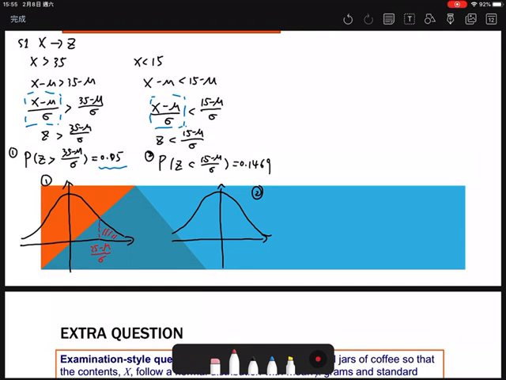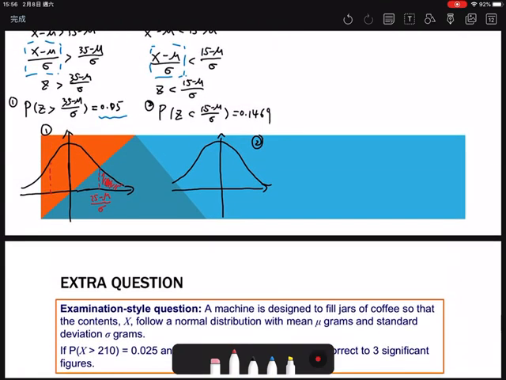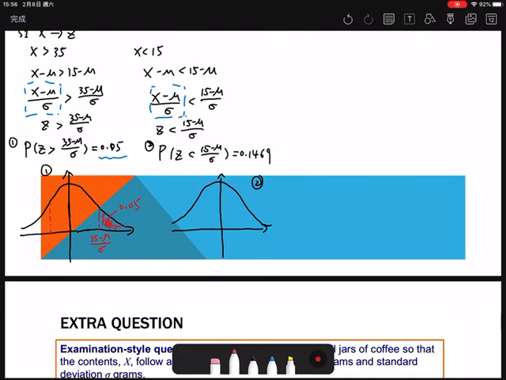Why is it here? Because if it is on the left hand side, it is impossible, because this region must be greater than 0.5. Half of the region under the bell shape is 0.5. But here it is 0.05, so it must be this smaller part. This small part, this region is 0.05.